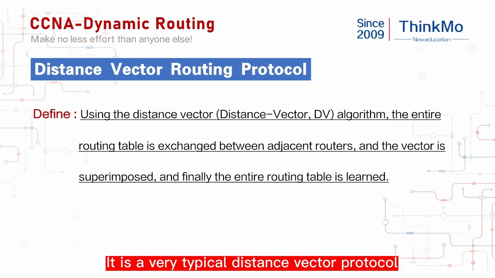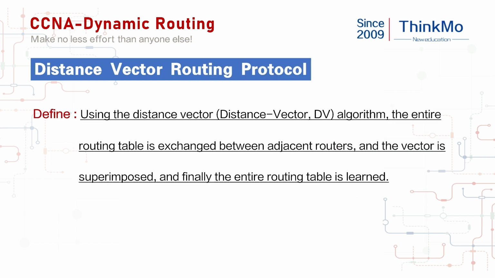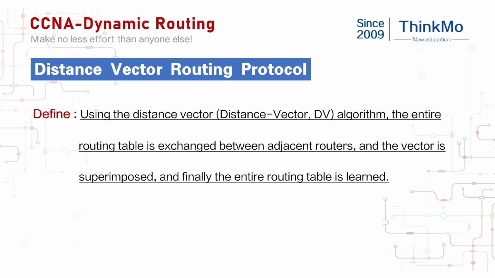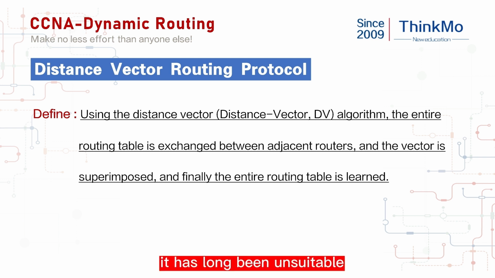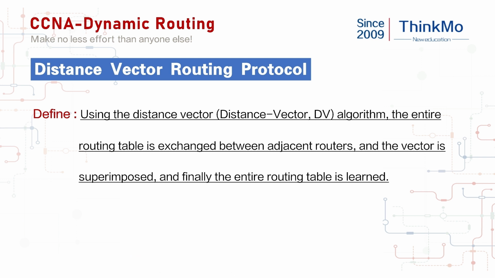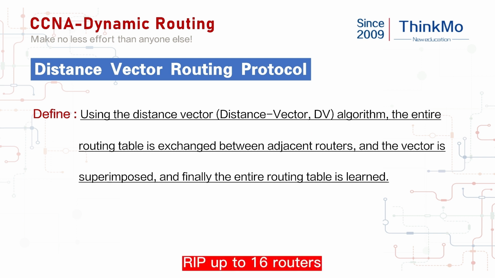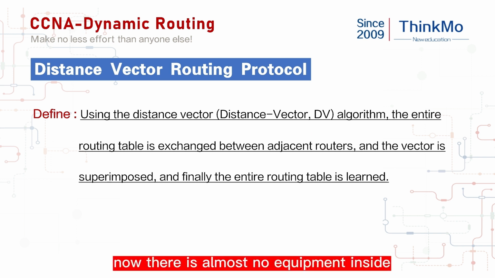It is a very typical distance vector protocol. RIP is not easy to use though. But now there are also usage scenarios. It has long been unsuitable for the current network environment, because it has a limited number of hops. RIP supports up to 16 routers. Now there is almost no equipment like that.